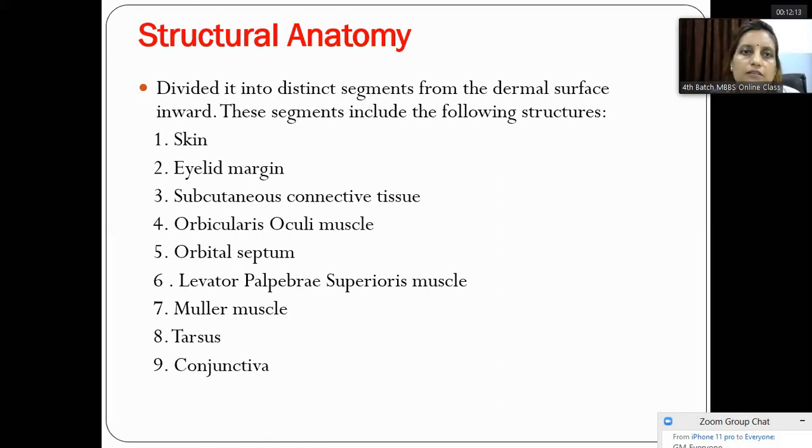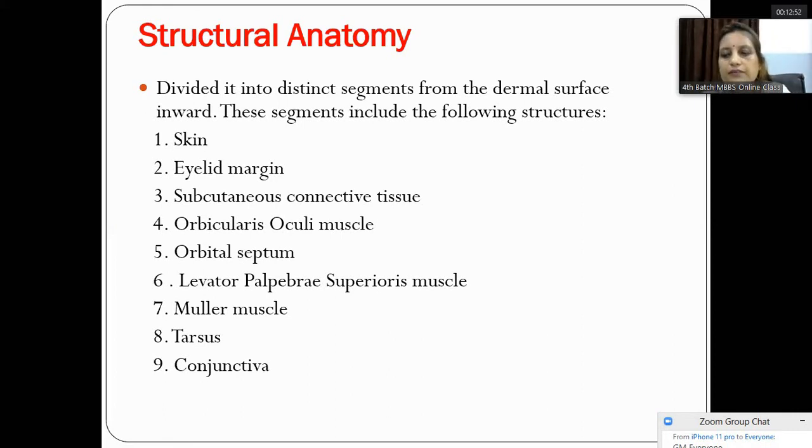So what is the structural anatomy of the eyelids? It is divided into distinct segments from the dermal surface inwards, and these segments include the following structures. We have skin, eyelid margin, subcutaneous connective tissue, orbicularis oculi muscle, orbital septum, LPS, Muller's muscle, tarsus, and conjunctiva. So these 9 structures are very important for you. You should know how to describe these 9 structures of the eyelid.